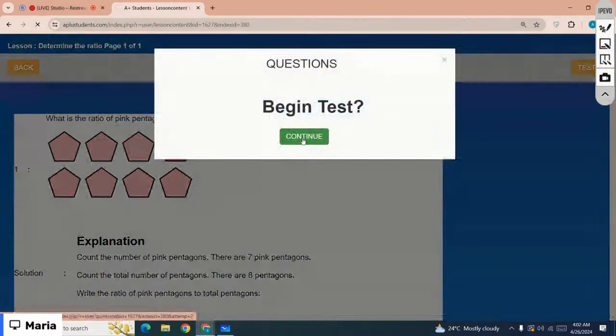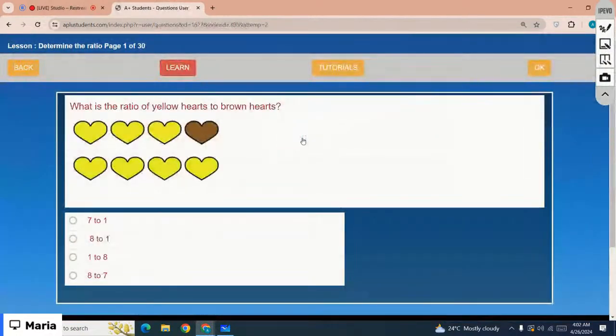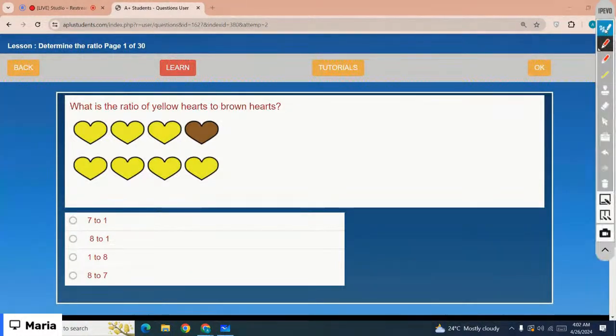What is the ratio of the yellow hearts to the brown hearts? Let's see yellow hearts and brown. So you need to see first yellow hearts, right? 1, 2, 3, 4, 5, 6, 7. Just keep the order in your mind. You have yellow first, so just check yellow, and then brown. 7 to 1. The correct option is 7 to 1. That is option number 1. Got it?